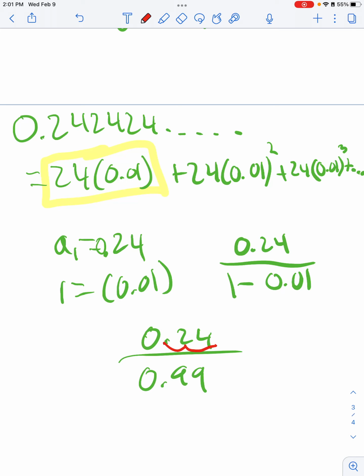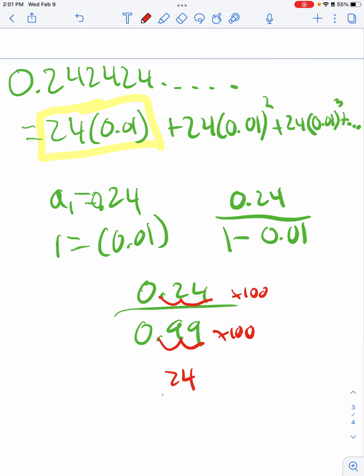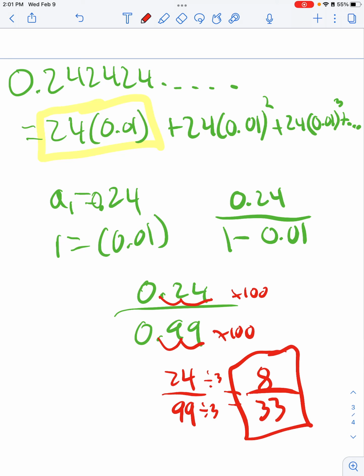What I could do is move this decimal point over and move this decimal point. Again, that's multiplying by 100. So I have 24 over 99. And now I need to figure out, what do they have in common? Well, I think that 24 and 99 have a 3 in common. So I'm going to simplify by factoring out a 3. And I'm going to be left with 8 over 33.